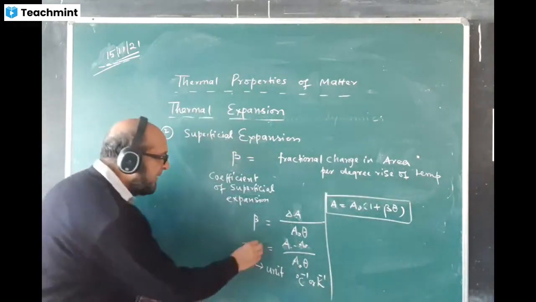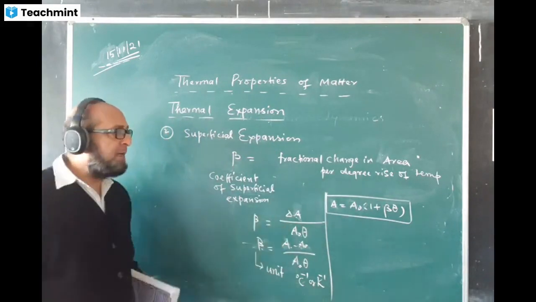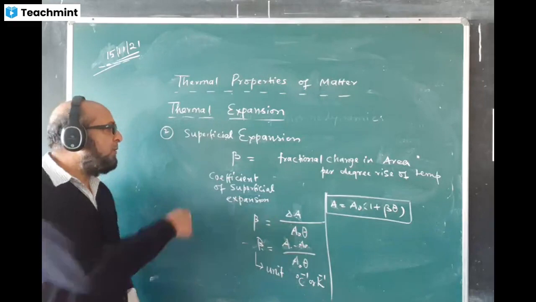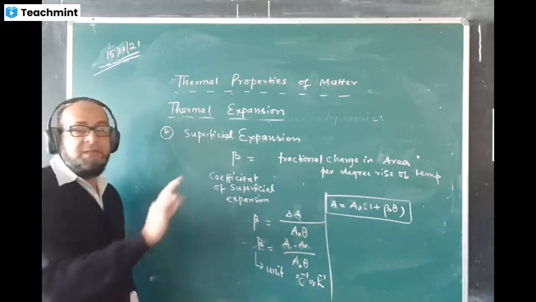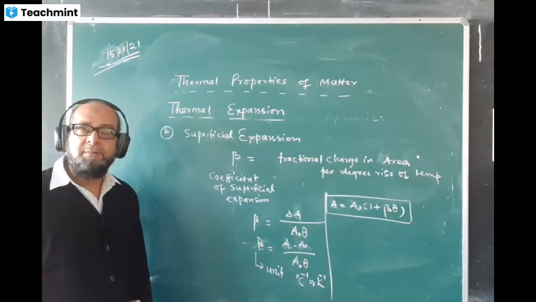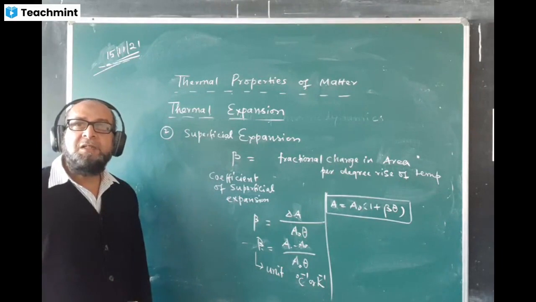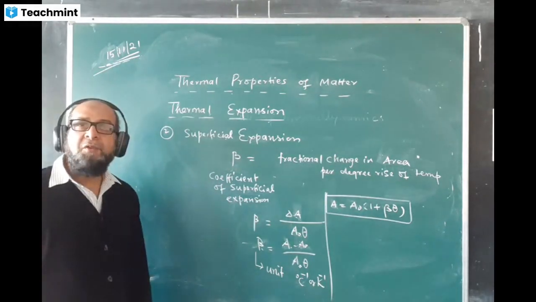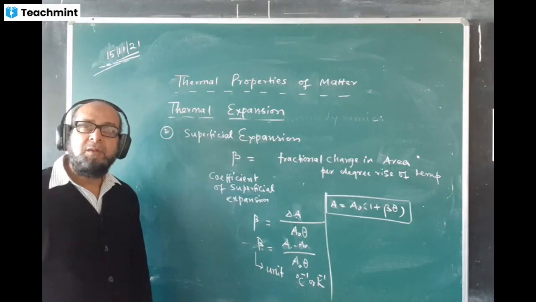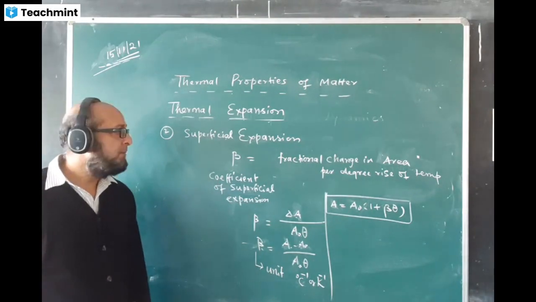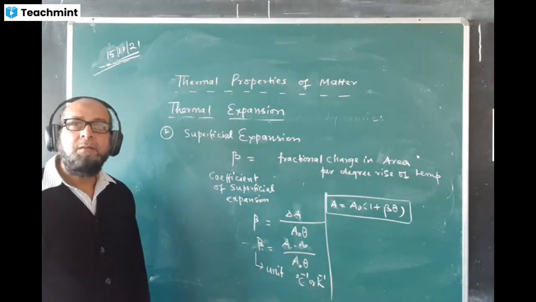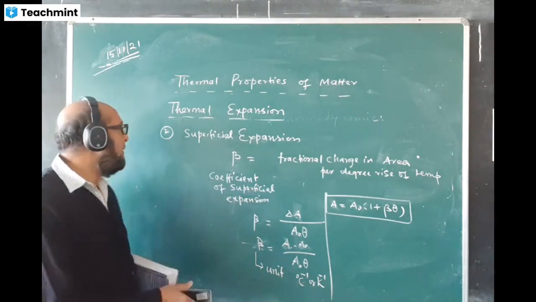And the SI unit of beta will be same unit. Alpha, beta, gamma, all the three coefficients will have same unit. Only formula will change and the meaning will change. Superficial is area-wise expansion. Fractional change in area per degree rise of temperature. If you know one, you will know the others. That is the idea. Okay? Done? Yes, sir. No, sir.